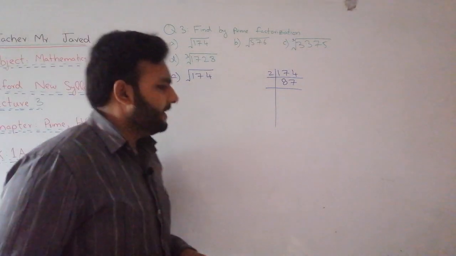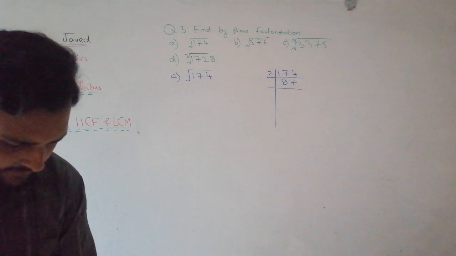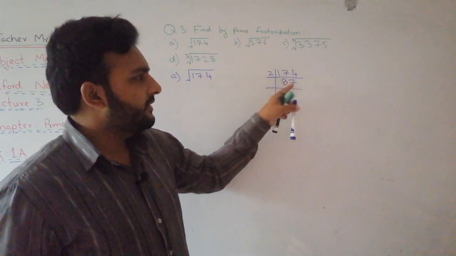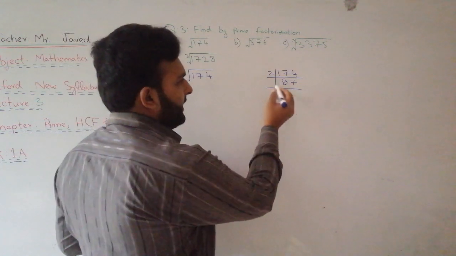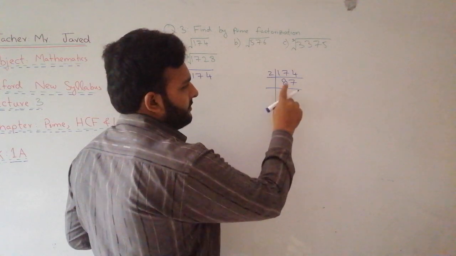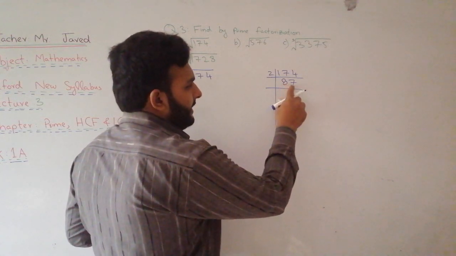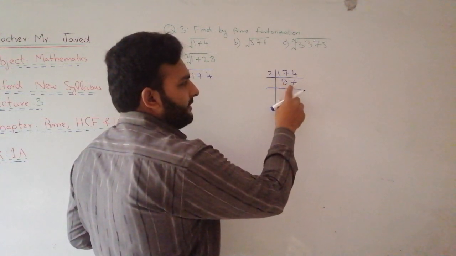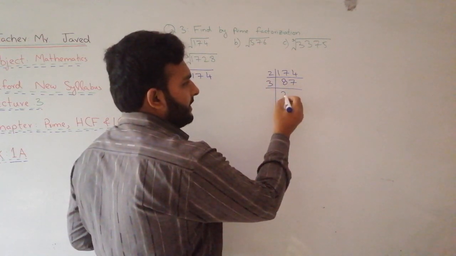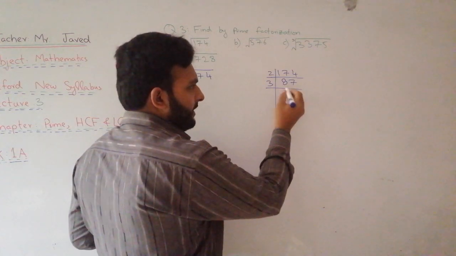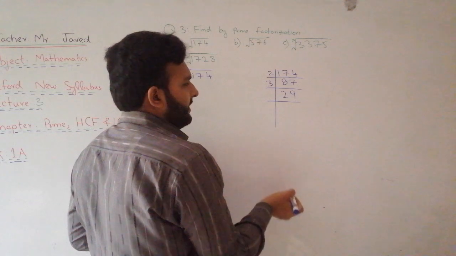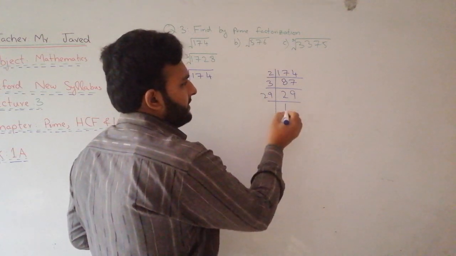Okay, after that we will take this like this: 2 times 8 is 16, and 2 times 7 is 14. Again we will solve this. At the end the last digit is 7, so it is not divisible by 2. We will check divisibility by 3: we add these digits, 8 plus 7 is 15, so it is divisible by 3. So 3 times 2 is 6, 3 times 9 is 27, and then after that 29, 1 time 29.